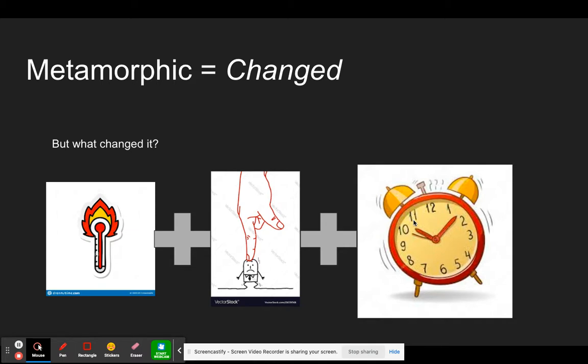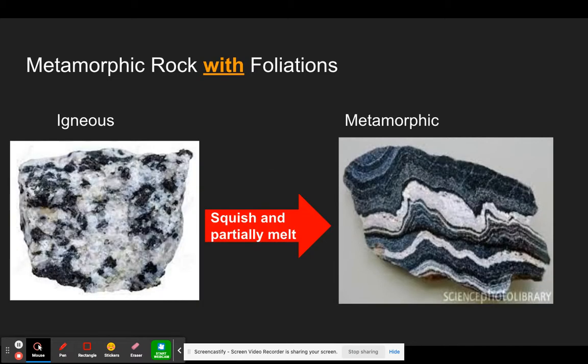For rocks, it can take a long time, much longer than the 5 days it takes a butterfly or whatever it is. We're talking like millions of years. So metamorphic rocks have two main categories. And one type is metamorphic rock with foliations. So a foliation is like a visible line in the rock.